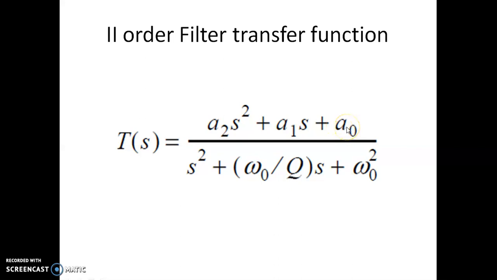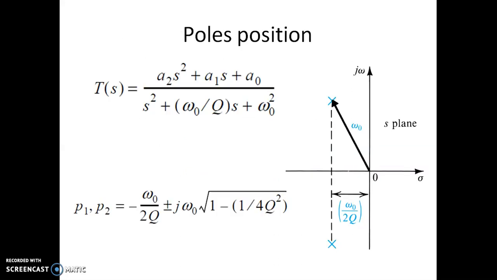Depending on the coefficients of s, that is a naught, a1 and a2, we're going to have different filters like low pass filter, high pass filter, it can be band pass, band reject, or it can be all pass filter. So that depends on what the coefficients a1, a2 and a naught are, which is 0, which is non-zero, all those things.